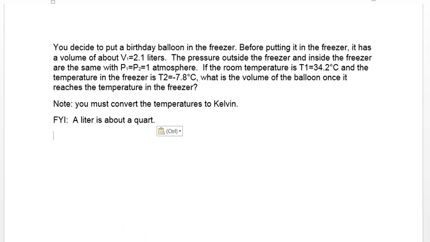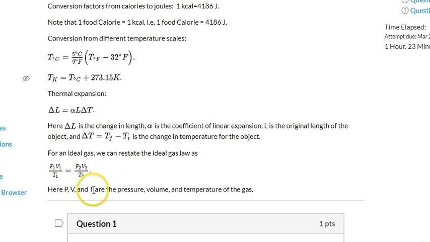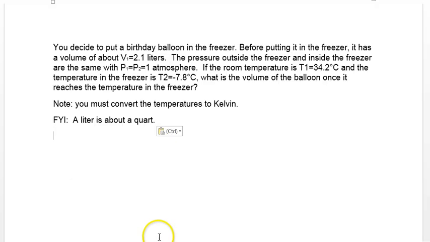Well, where do we start? This involves pressure and volume and temperature, which should tell you this is an ideal gas law problem. And in this problem, one of the things we have to make sure we do is convert our temperature to Kelvin, because temperature has to be Kelvin to use this equation, right? So first, we're using P1 V1 over T1, right?